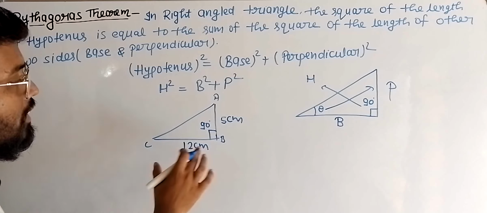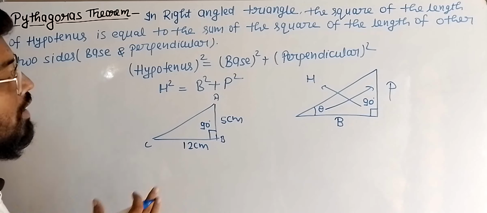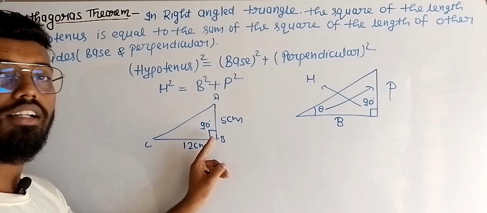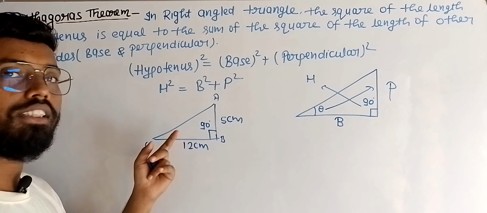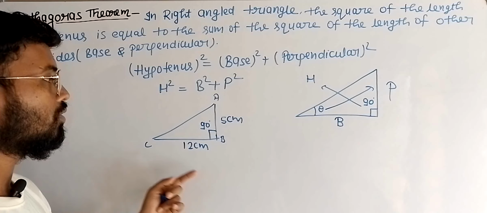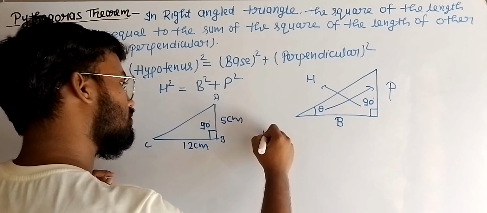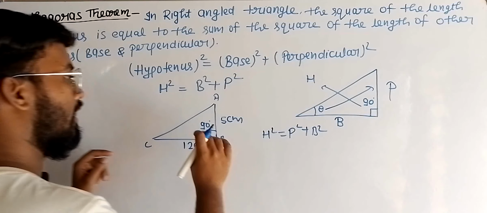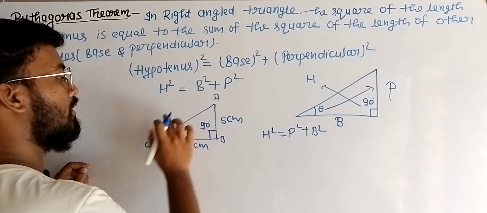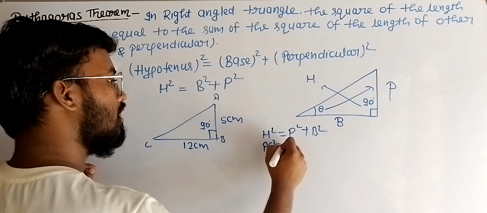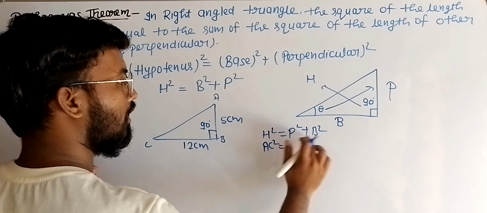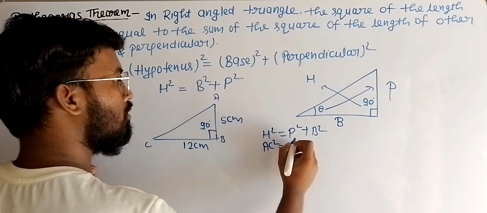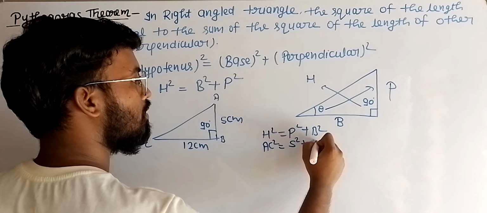So here, after reading the question, the first thing that must come to our mind is that this triangle is a right angle triangle, and the information asked is based on sides. So we know that h square is equal to p square plus b square. Here the side opposite to 90 degree is AC, so it will be AC square. Now the sum of the squares of the other two sides: perpendicular square, that means 5 square, plus 12 square.